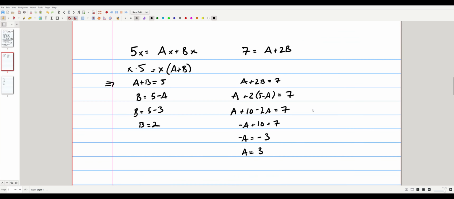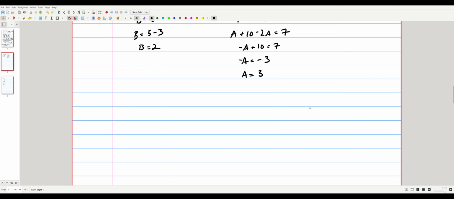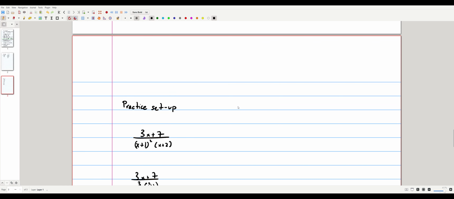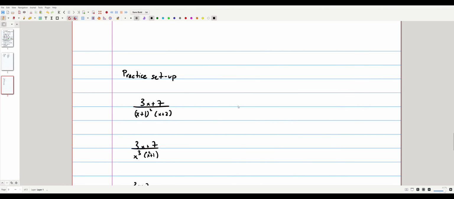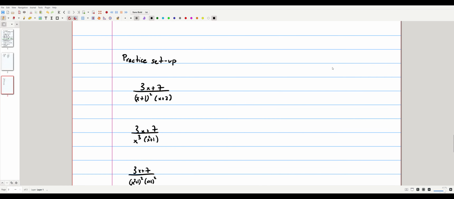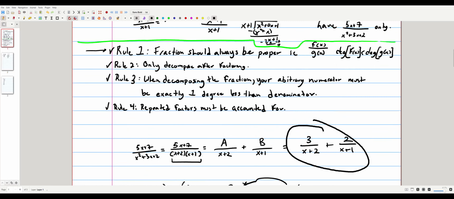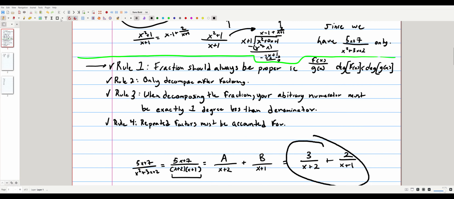Okay? So now let's get a little more complicated with the possibilities that we might have. So we're just going to practice the setup here. Now, we have our 4 rules, so I'll go back up and grab those so that we make sure that we follow them.